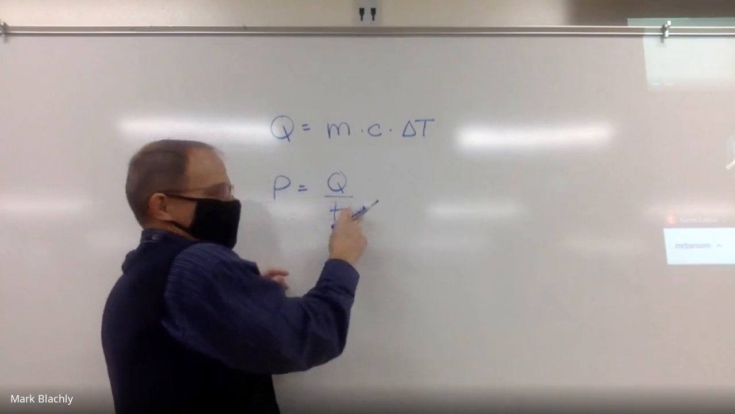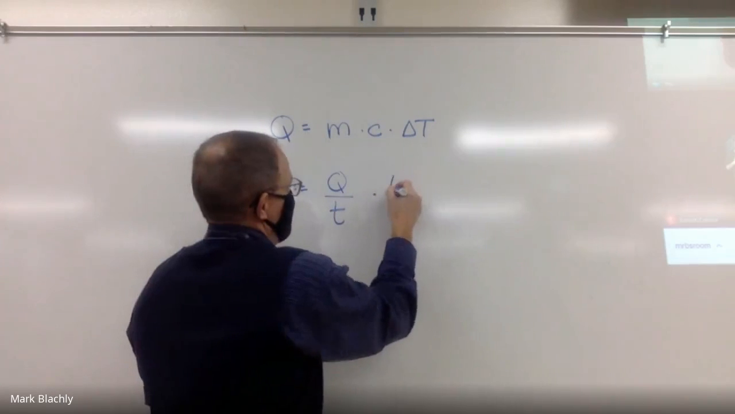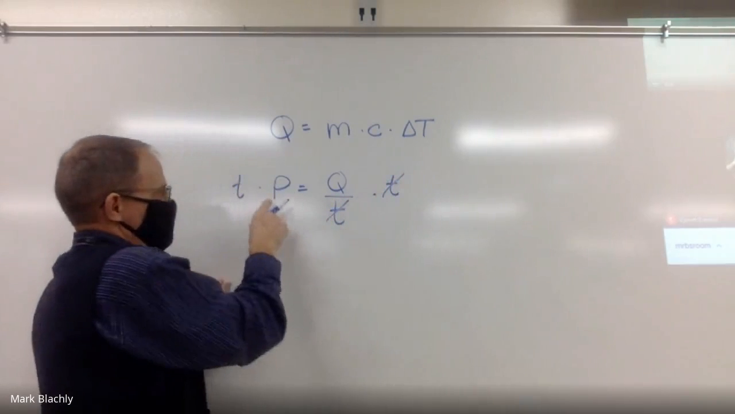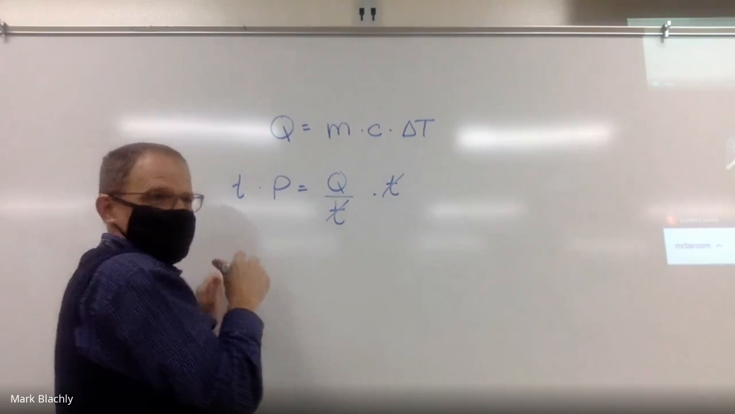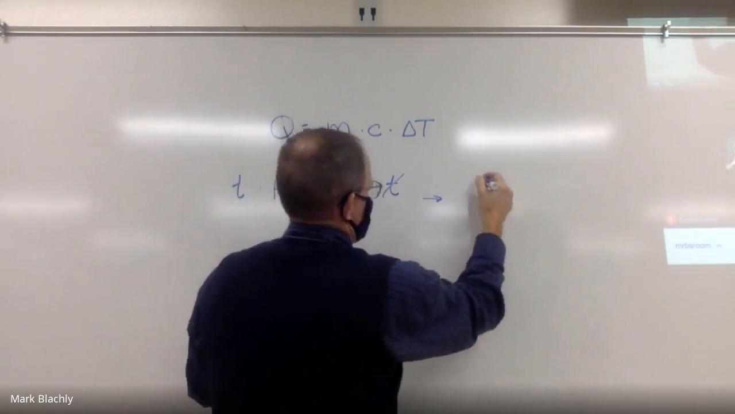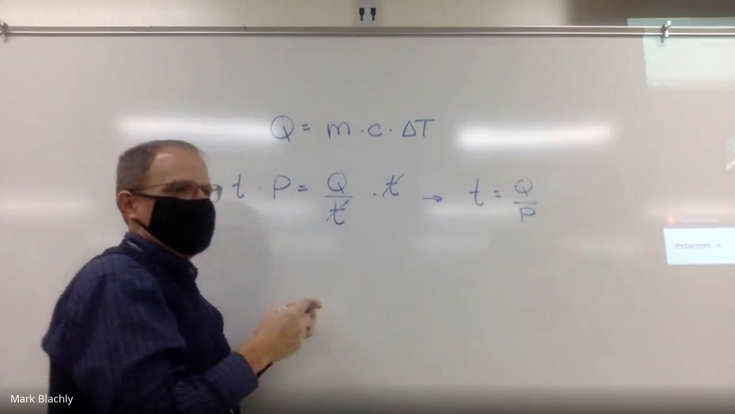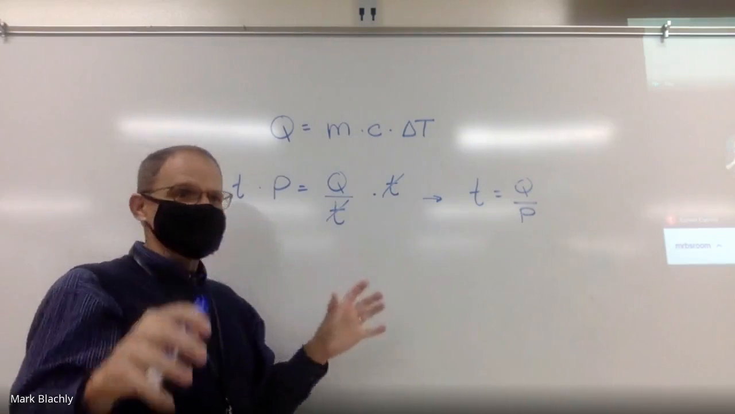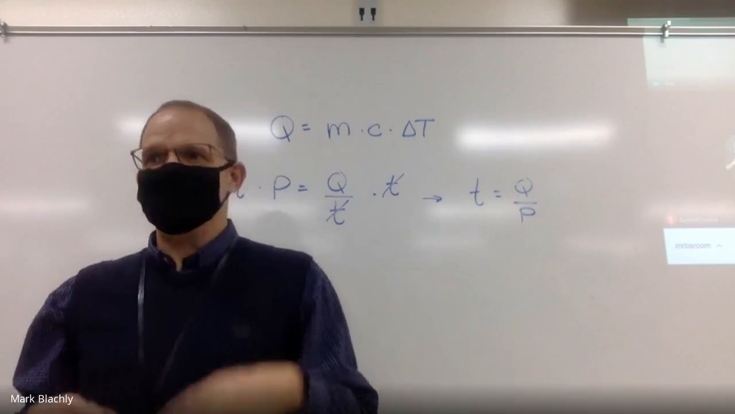And so if you're trying to find T, you cannot solve for things in denominators. So multiply both sides by T first. And then if you want to find the time, you can divide both sides by the power. So P equals Q over T. Another way to write that equation is that the time equals Q over P. So take Q divided by P to find the time in seconds, okay? And that's as far as we've gotten. So today we're going to move on and talk about phase changes, okay?